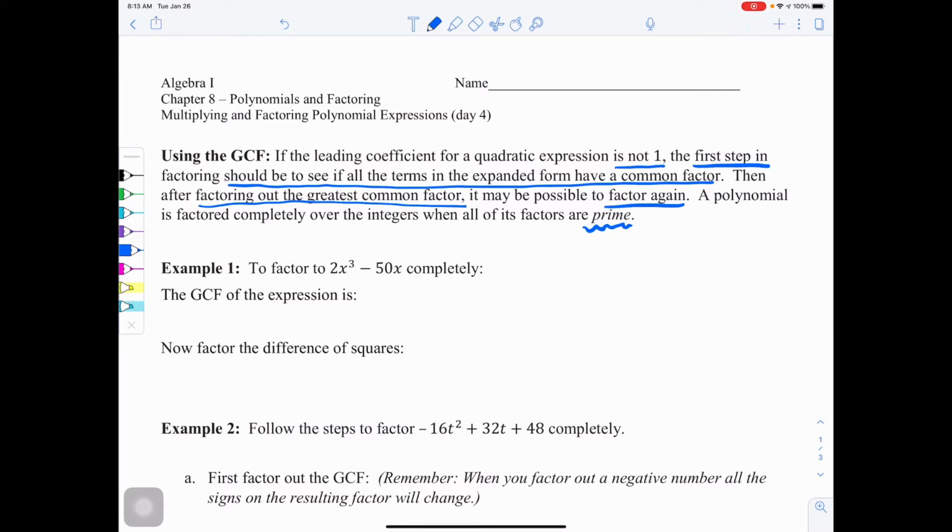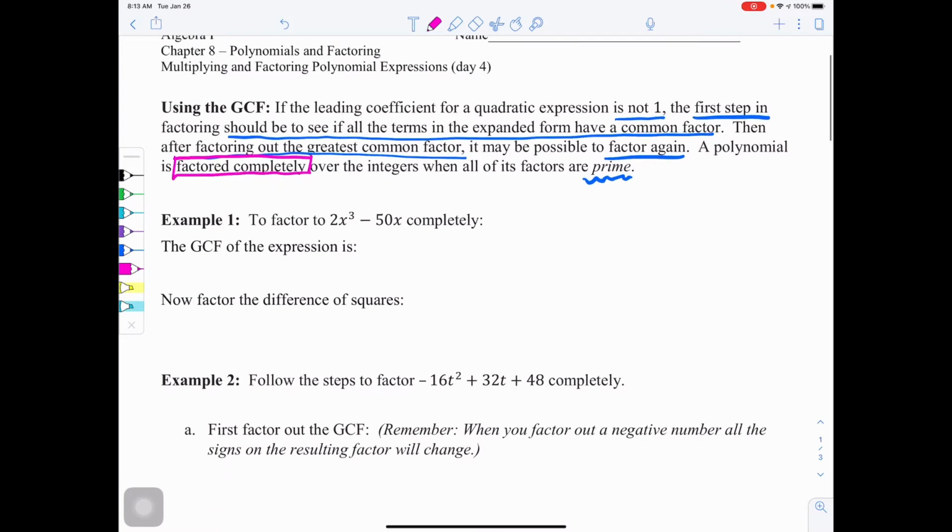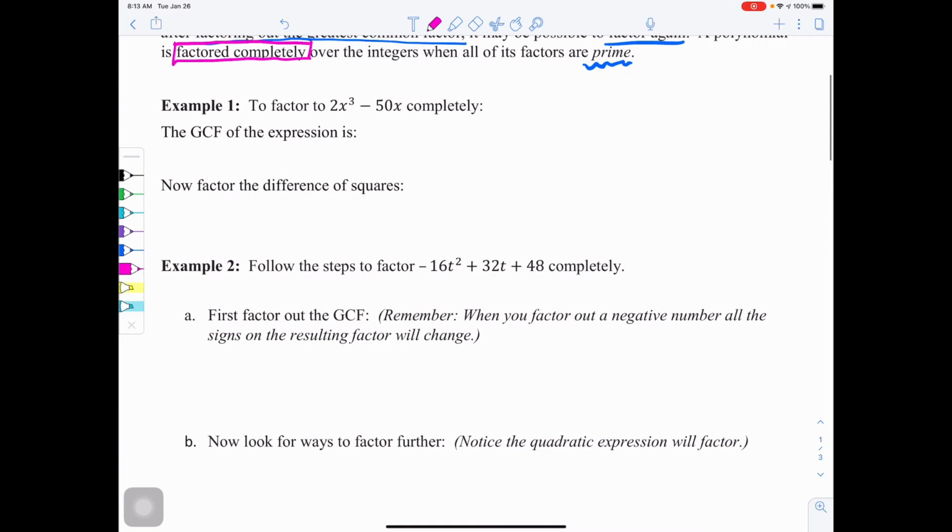So today's lesson I also like to refer to as factoring completely. This really is what we're going to tackle today in the lesson. Learning the order of steps to look for so that you can take an expression and have it in a completely factored form. So example 1 really guides us through this.